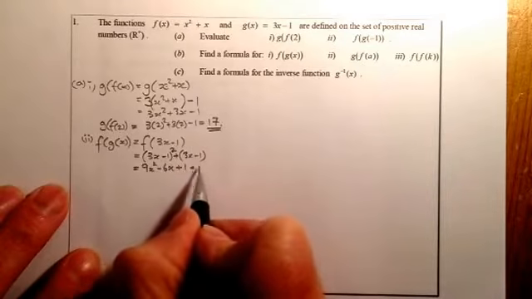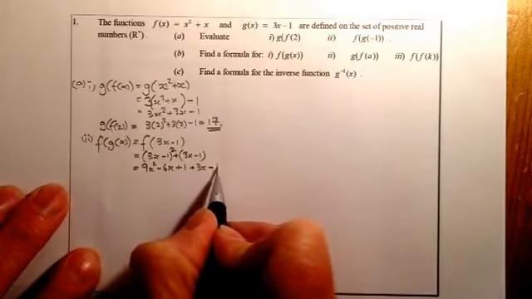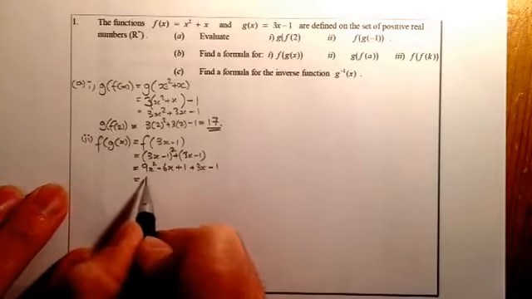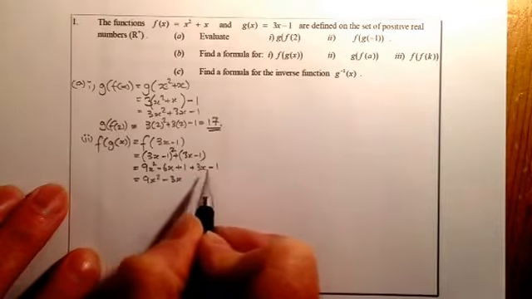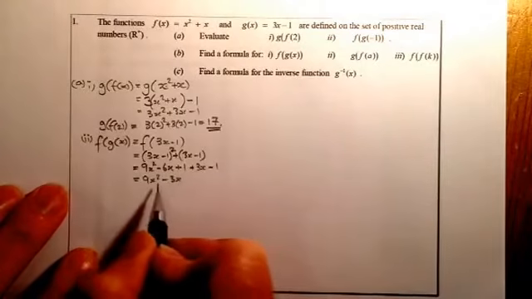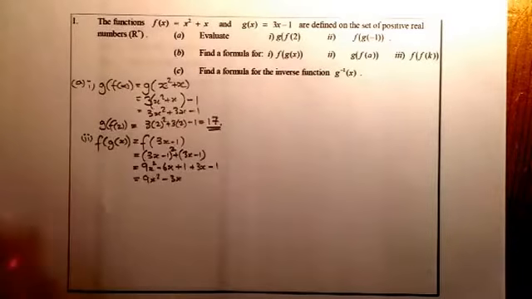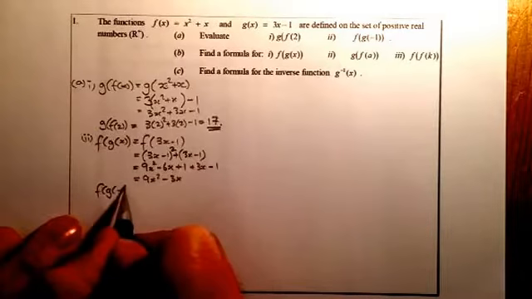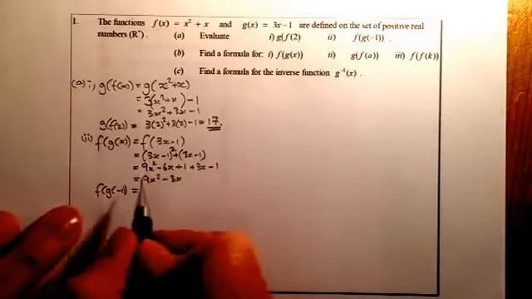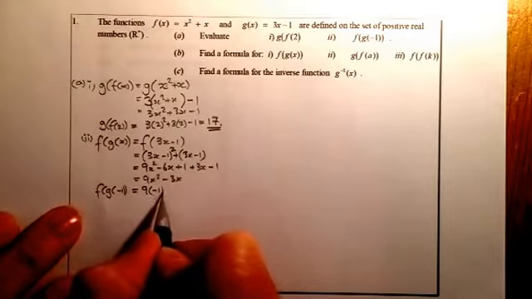And then what I've got here is plus 3x and minus 1. I'm going to gather all these terms up, so I've got 9x squared, I've got minus 3x, and the 1 and the minus 1 will cancel out. So there's my formula for that one first of all. What I've been asked to do is to find out f of g of minus 1. A lot of ofs in here. So I'll substitute a minus 1 in here.